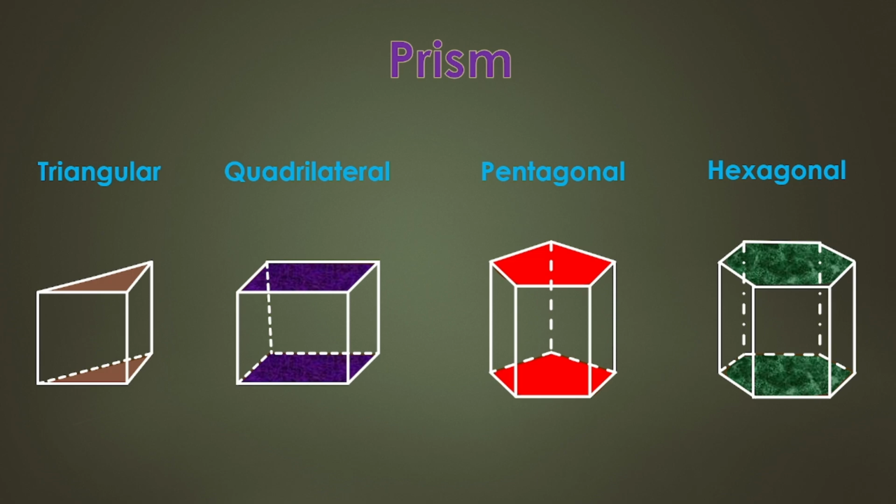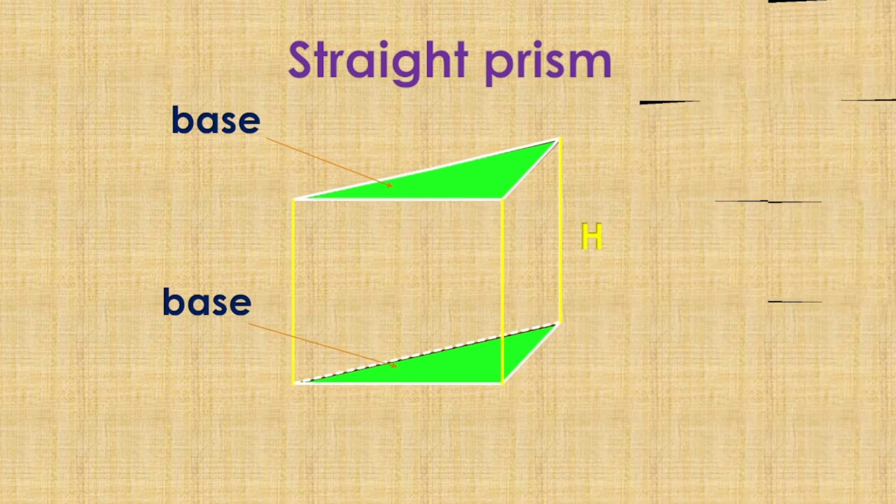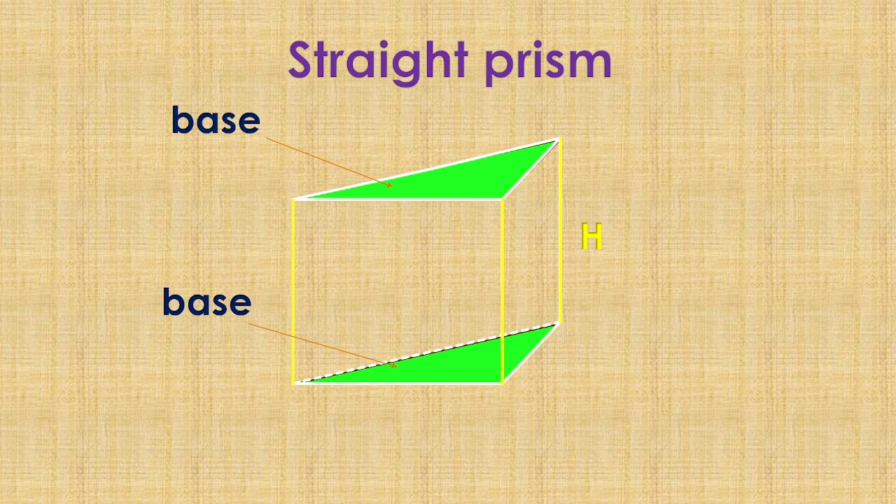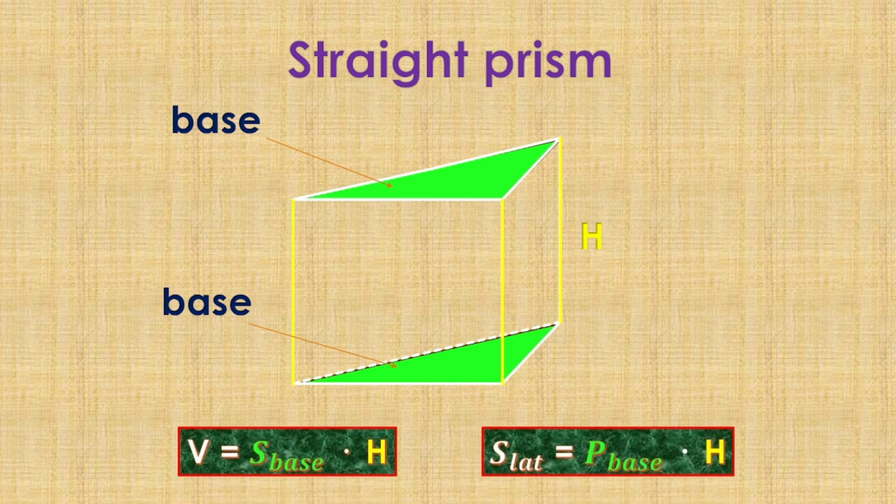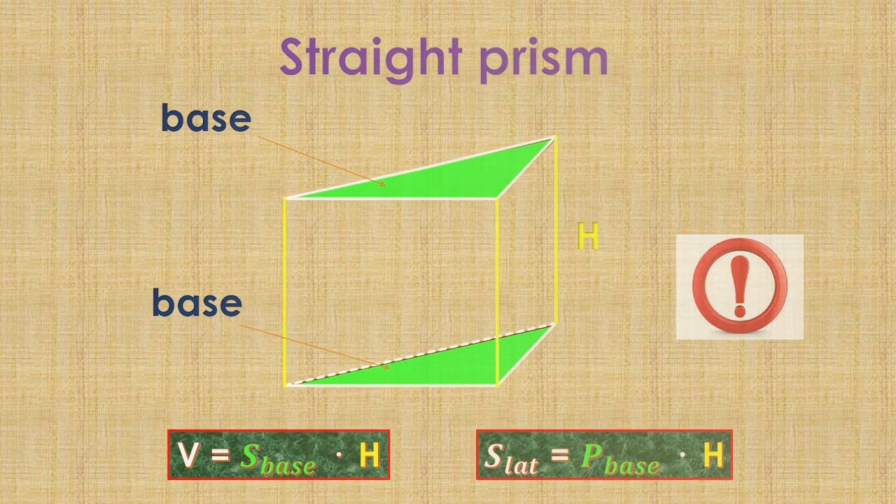Here is a straight prism, the side edges of which, that is, the heights, will be perpendicular to the base. I have highlighted them in yellow. I have also highlighted the bases of the prism in green. I have written two formulas for finding the volume of a prism and the lateral surface area of a prism. The volume of a prism is equal to the product of the area of the base and the height, and the lateral surface area of a prism is equal to the product of the perimeter of the base and the height.